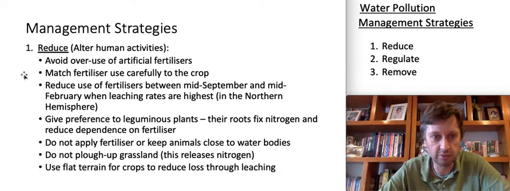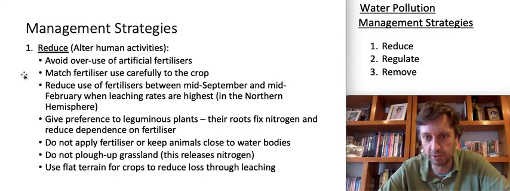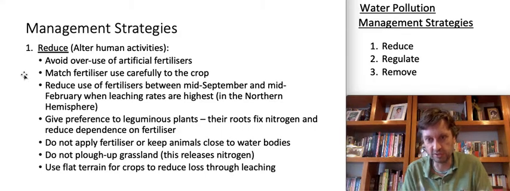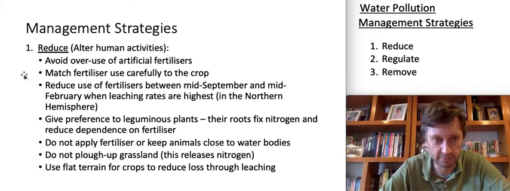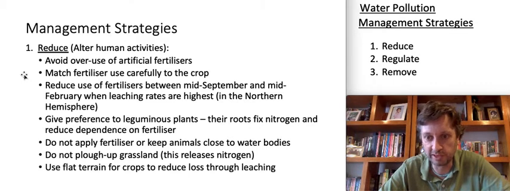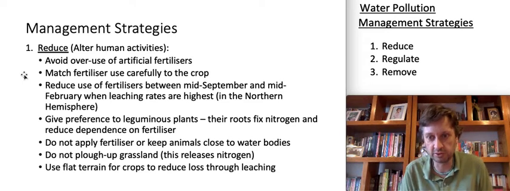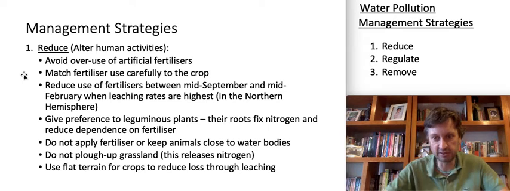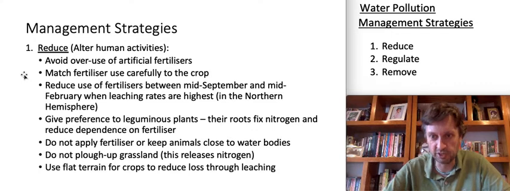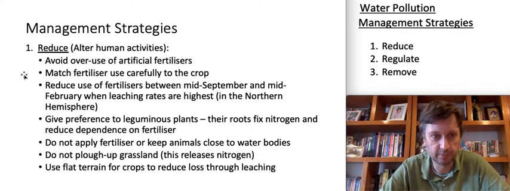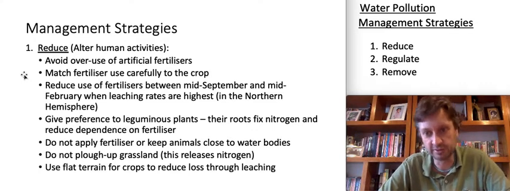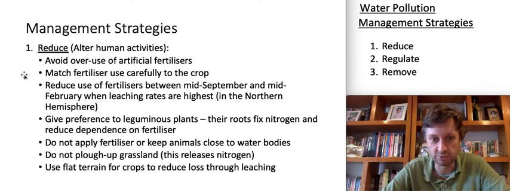Another obvious thing you can do is to reduce the use of fertilizer during the rainy season. So in the Northern Hemisphere that would be February, March. So therefore when the rains come, they're washing less fertilizer off the land. You could plant legumes instead of the use of synthetic fertilizer. We already talked about this as part of the nitrogen cycle. Legumes are plants that have bacteria in their root systems that can put nitrogen into the soil. Obvious things again, don't keep animals close to water bodies.